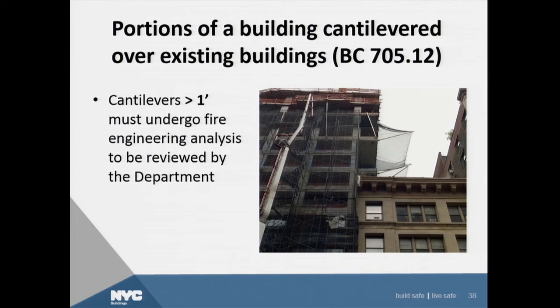Portions of buildings cantilevered over adjacent buildings. The requirement now is if the horizontal cantilever exceeds 1 foot, an engineering analysis must be undergone and it must be submitted to the department for review. So we're going to be taking a look at this. This is obviously done by a structural engineer or something equivalent to that. And we will be taking a look at this. And this is the requirement for 705.12. Again, new.